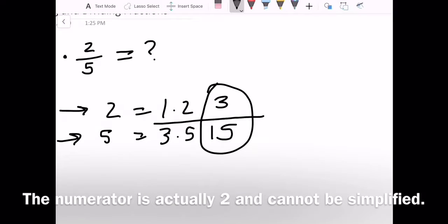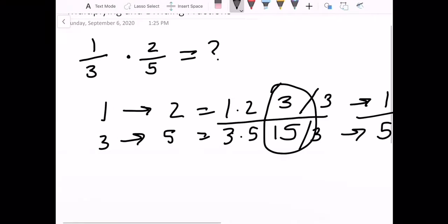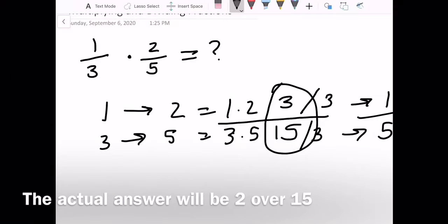Simplifying means that you're trying to make sure that the fraction is written in the smallest way possible. So we can check, 3 divided by 3 is 1. But is 15 divisible by 3? Is the denominator divisible by that number too? In this case it is, which will be 5, and your answer will be 1/5. So 1/3 times 2/5 equals 1/5.